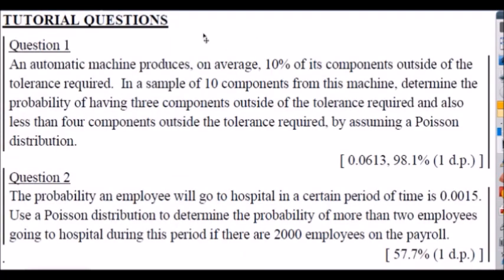I will now leave you with some tutorial questions to undertake at your own pace. These questions are based on the examples and illustrations shown in the previous part of the presentation. There's question 1 and question 2. Answer stated in the bracket on the right hand side.